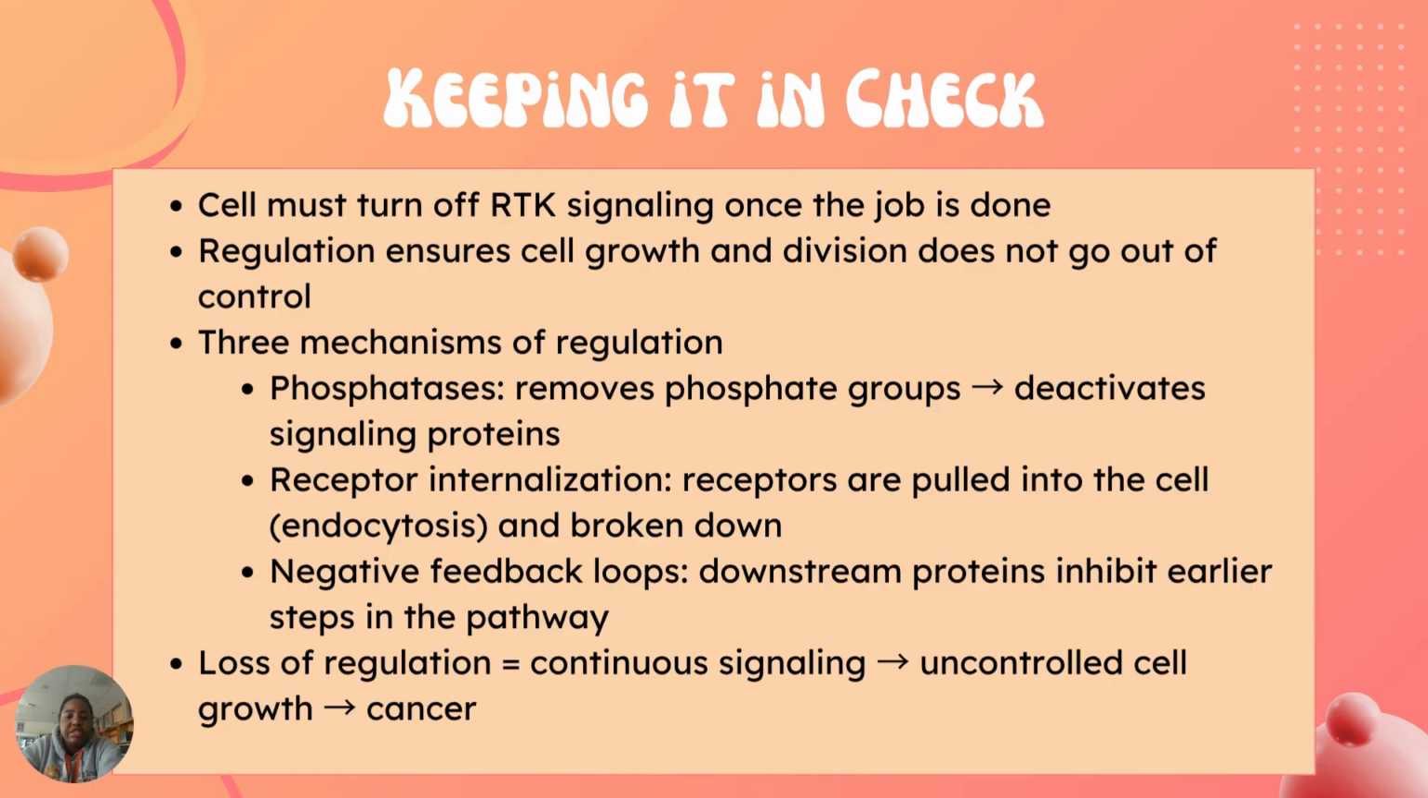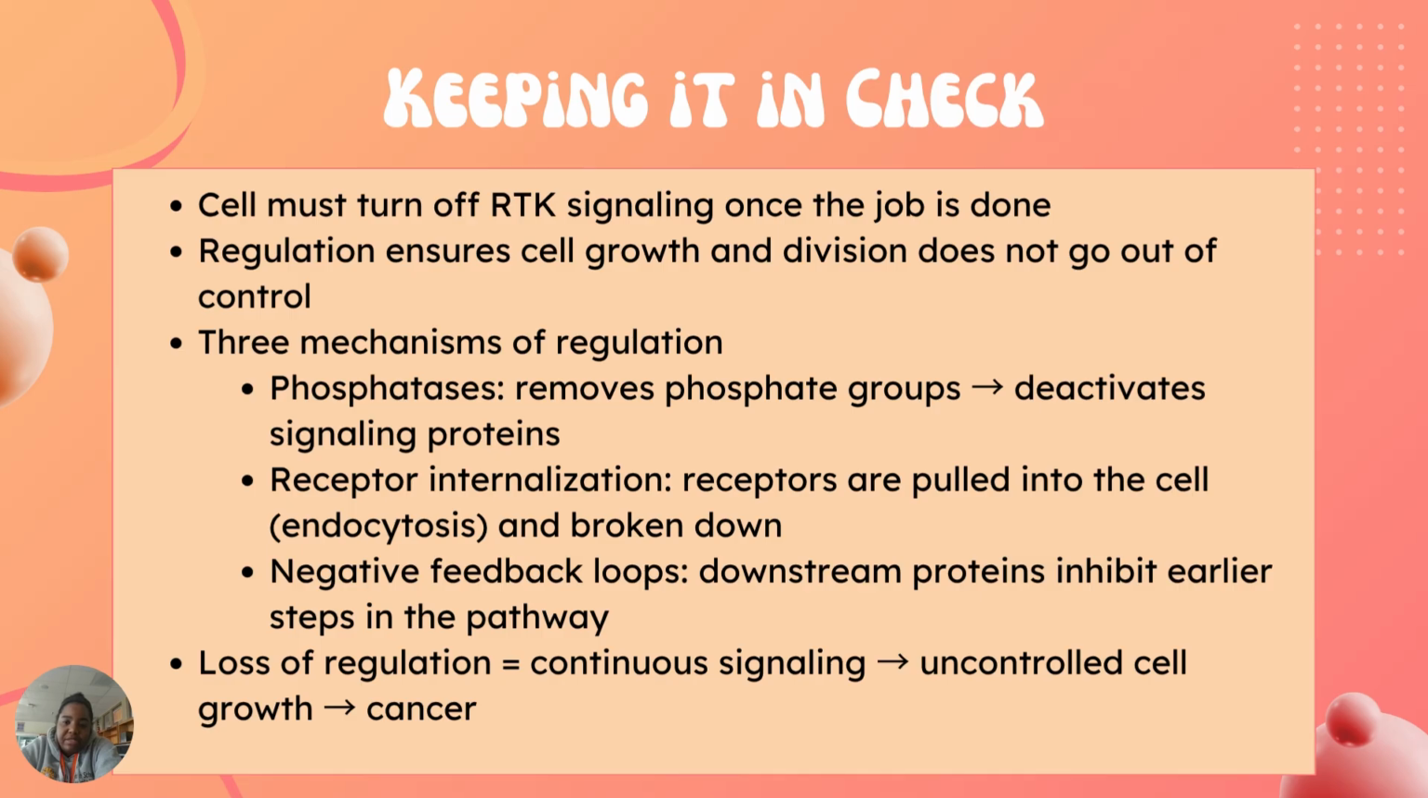The second mechanism is receptor internalization. Once the RTK has done its job, it's pulled into the cell by a process called endocytosis. Inside the cell, the receptor can either be recycled back to the surface for reuse or degraded by enzymes. This prevents the receptor from being constantly active at the cell surface. To compare this, it's like temporarily unplugging a phone that has been ringing nonstop. You remove it from the surface so it can keep receiving calls.